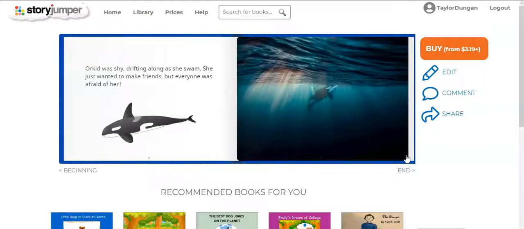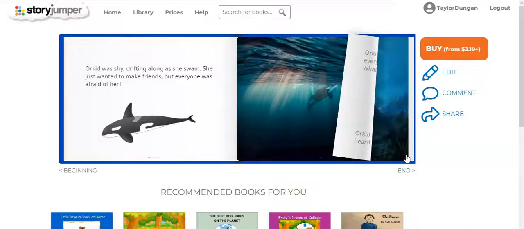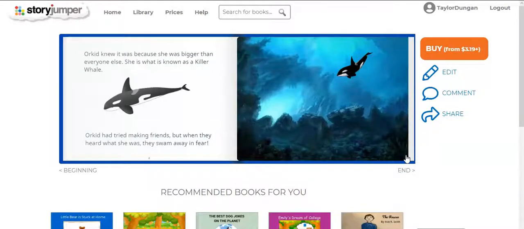Okay. Orchid was shy, drifting along as she swam. She just wanted to make friends, but everyone was afraid of her. Orchid knew it was because she was bigger than everyone else. She is what is known as a killer whale. Orchid had tried making friends, but when they heard what she was, they swam away in fear.